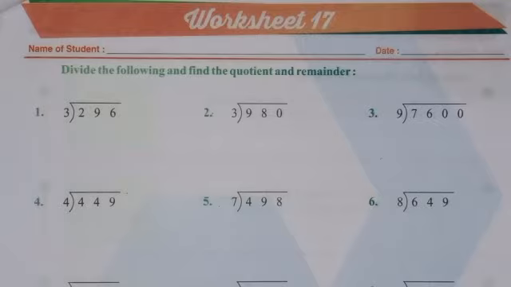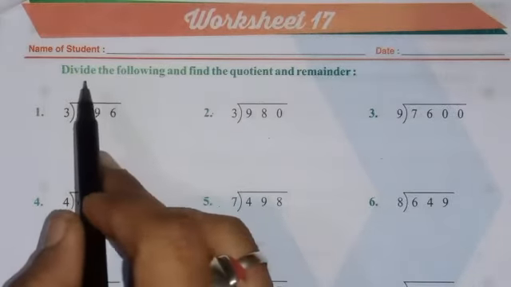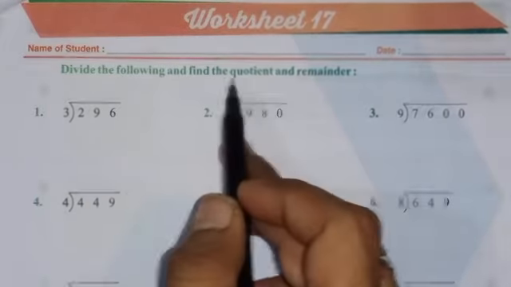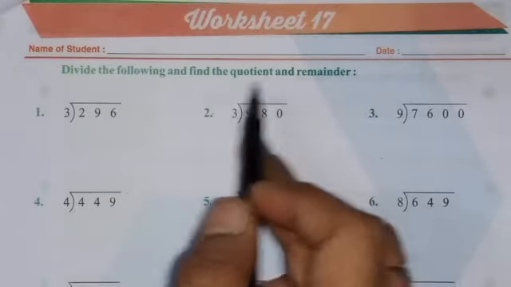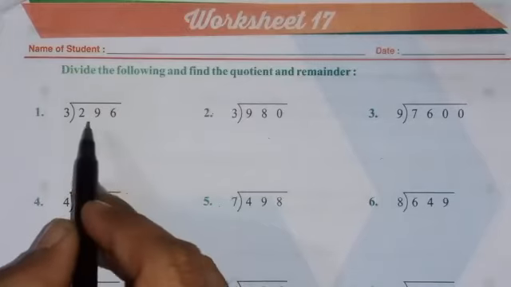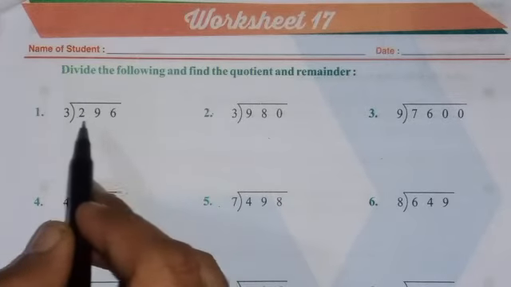This is the workbook of class 3 for mathematics, and today we are going to solve worksheet 17. The questions are related to division. You can see the question is written: divide the following and find the quotient and remainder. First we have to divide this number, 296 by 3.